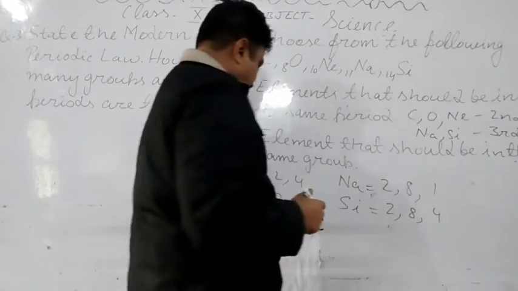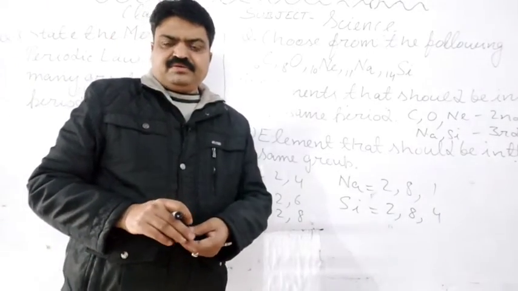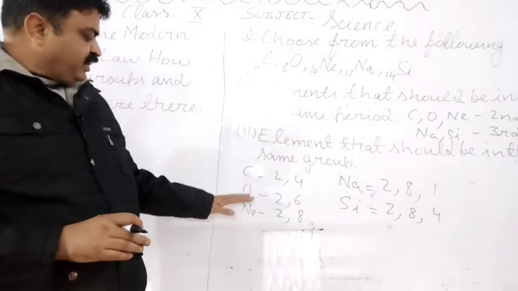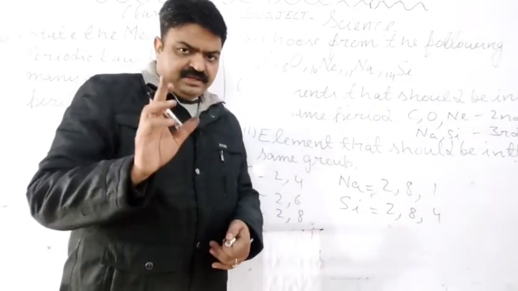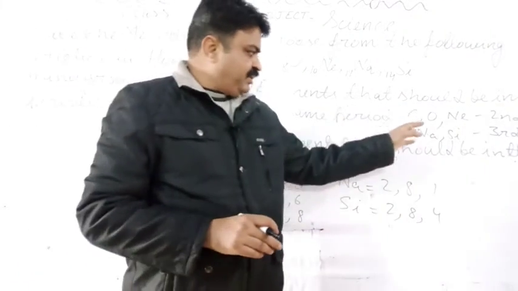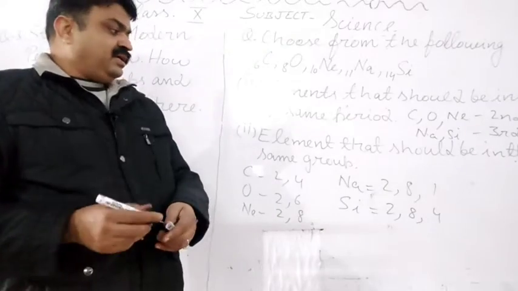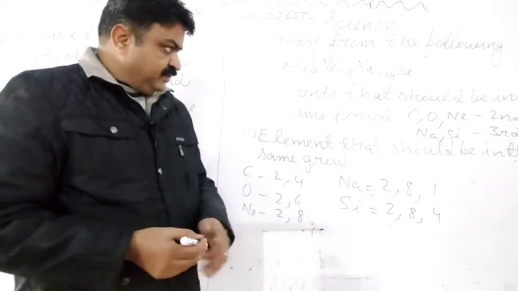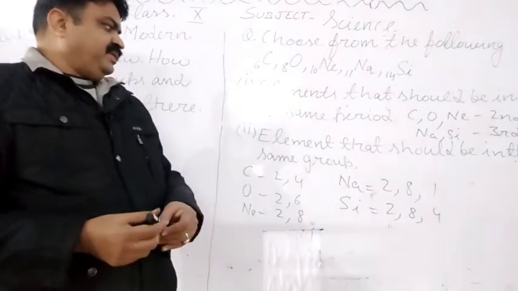And how are we knowing it? We are knowing it with the help of the number of shells. Because in case of carbon, oxygen and neon, how many shells are there, students? There are 2 shells. So they have 2 shells, that's why they are in the second period. But in the case of sodium and silicon, there are 3 shells. That's why they are in the third period.